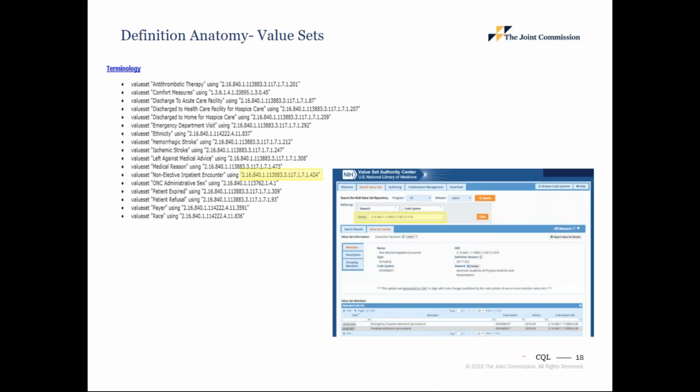Just briefly, there is a terminology section in the human readable where you can see all the value sets used in the measure. The Value Set Authority Center, or the VSAC, is where you would go to verify the codes listed in each value set. Each value set has a unique object identifier, also known as an OID number, which is the quickest way to search in the VSAC.